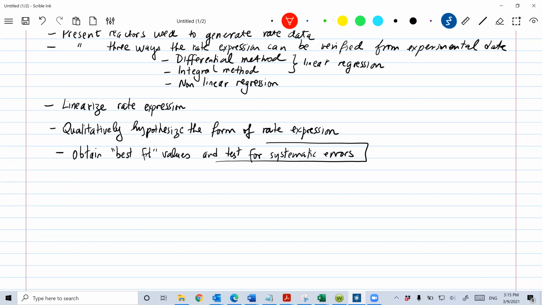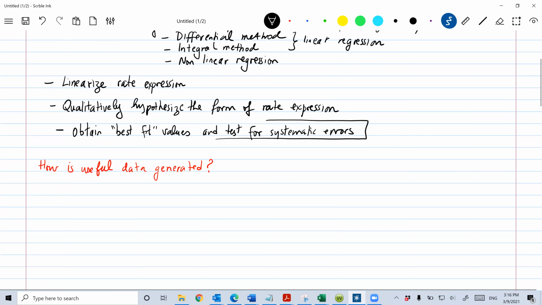The first question that we ask, for probably the first 45 minutes today, is very qualitative. The question is, how is useful data generated? That's the first question. And as you might have guessed, we use our ideal reactors to generate that data.